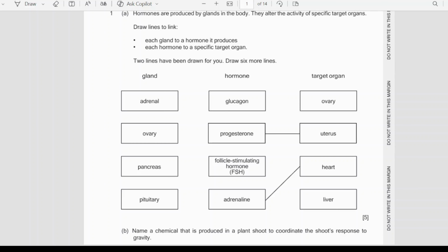Okay, two lines are given. Progesterone is targeted towards the uterus, and adrenaline increases the heart rate. So let's put lines for the glands and hormones to their target organs. Very first thing, the lines should be straight. They shouldn't be curved. So adrenal gland produces.